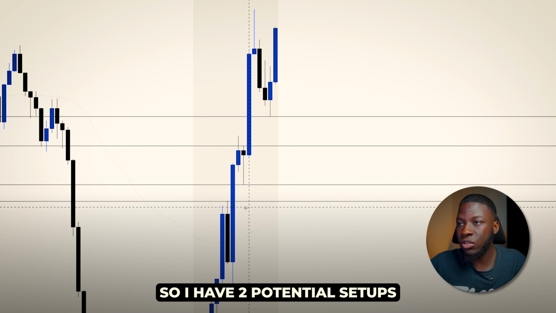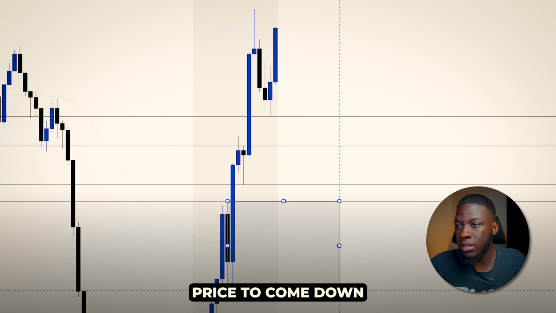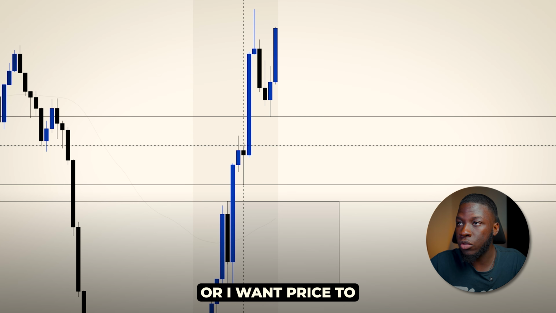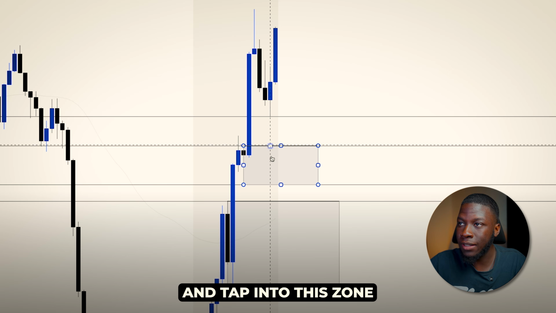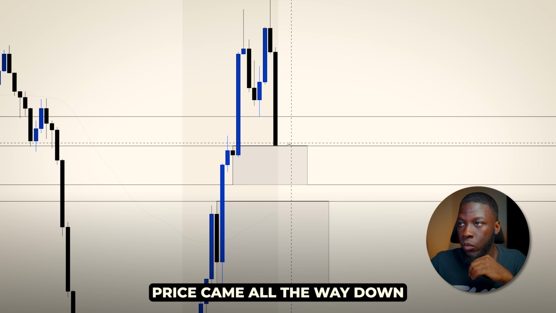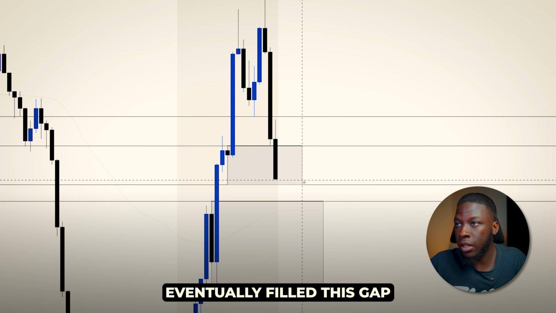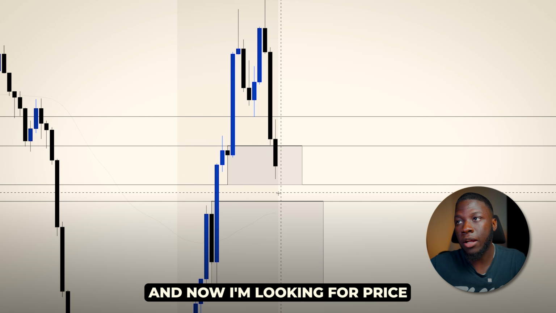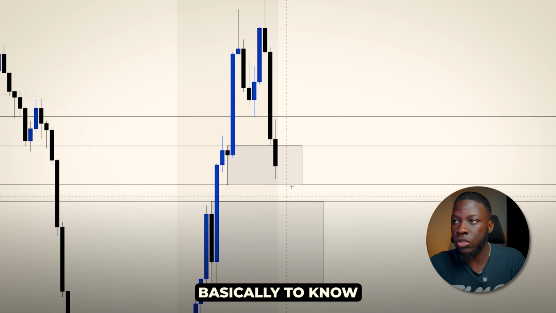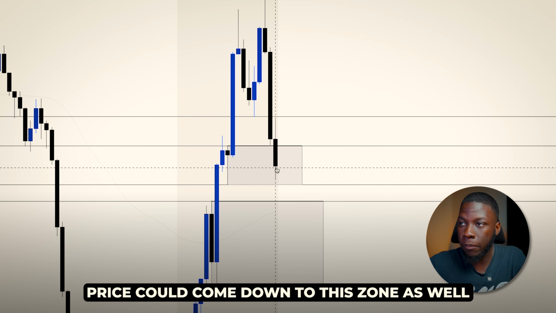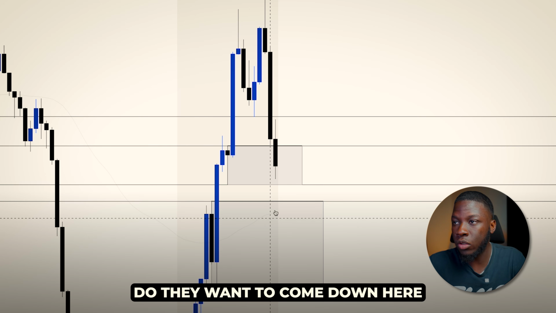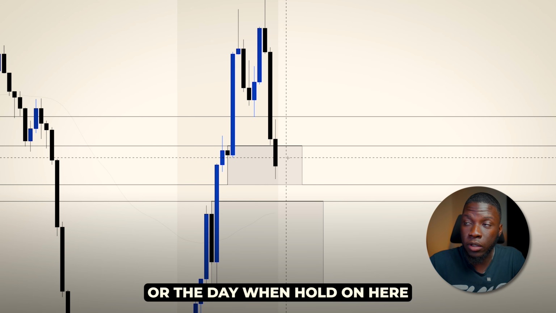So I have 2 potential setups that can happen because I either want price to come down and fill this gap entirely and enter here, or I want price to fill this gap right here and tap into this zone. That's my 2 potential setups. And eventually you can see price came all the way down, eventually filled this gap. So now price tapped into the zone, and now I'm looking for price basically to start pushing upwards, some kind of confirmation basically to know if I'm going to wait. In this case, right, price could come down to this zone as well and fill this entirely. So I'm just waiting to see, do they want to come down here or do they want to hold on here and continue upwards?